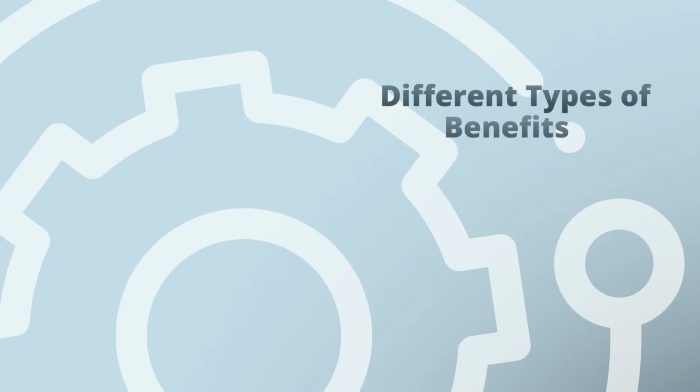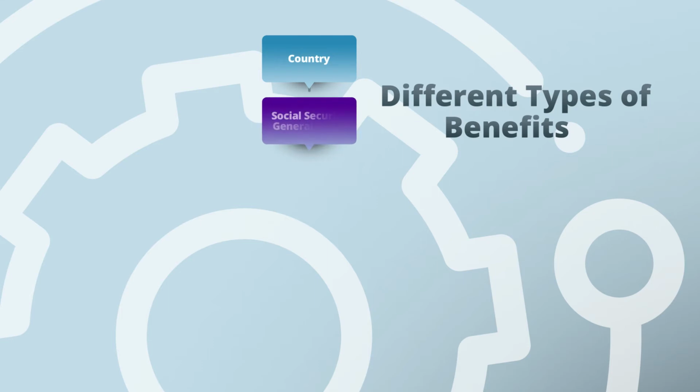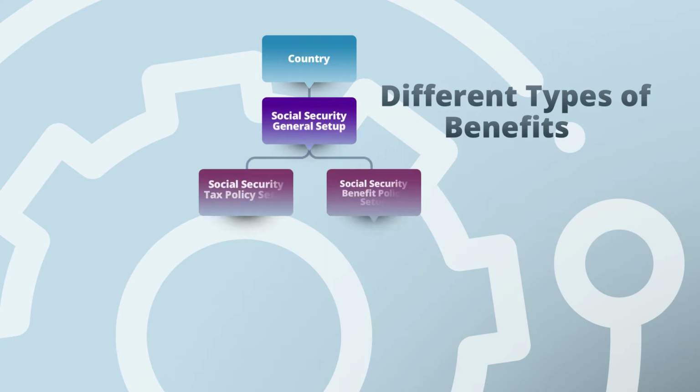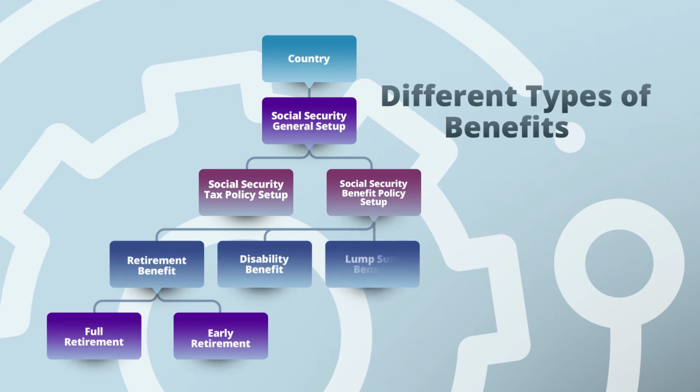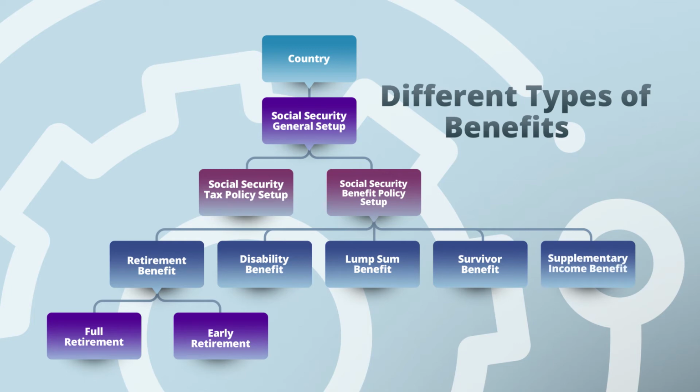Now let's look at how individuals can apply for different benefits. The choice of benefits will of course depend on each country, and these will be configured using the policy setup in the system. Generally, you can expect to see the following types of benefits at a minimum: a full or early retirement benefit, a disability benefit, a lump sum payment benefit, a survivor benefit, or any other supplementary income benefit.